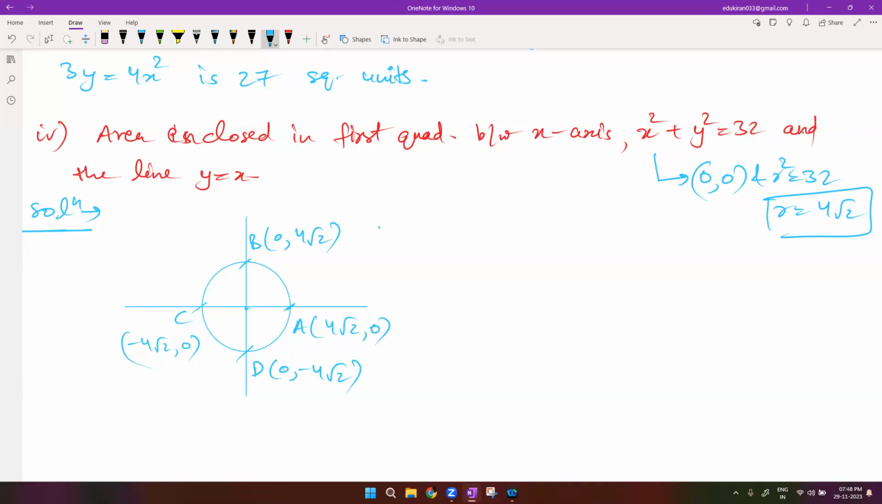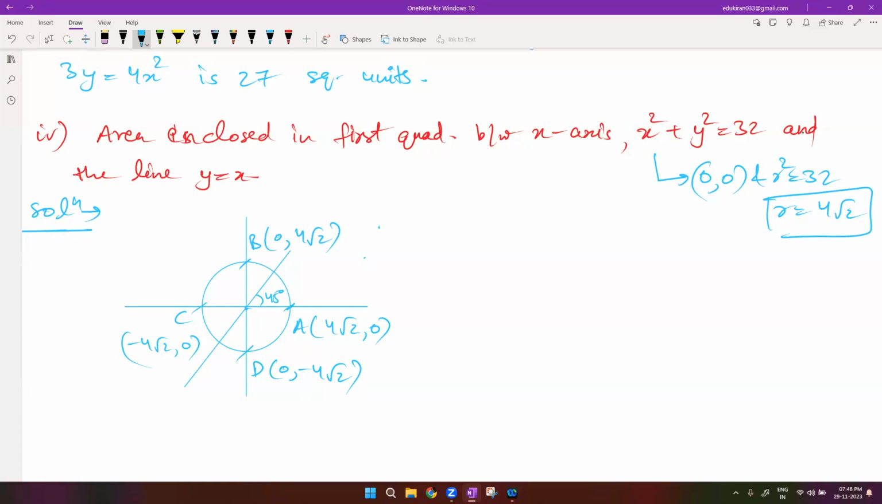Now the line y equals x. The line y equals x is always this line. It passes just in between. This angle is basically 45 degrees, and this whole angle is 90. So y equals x is a line which passes through the origin, the center of the x-axis and y-axis.